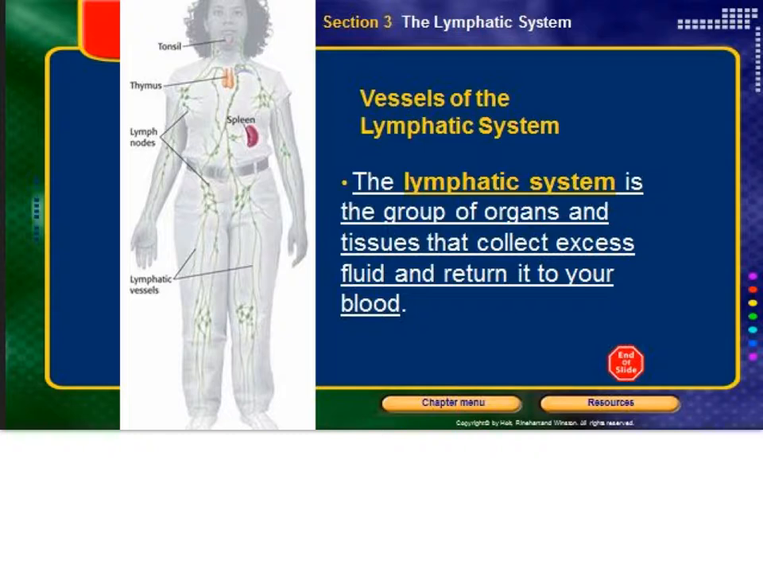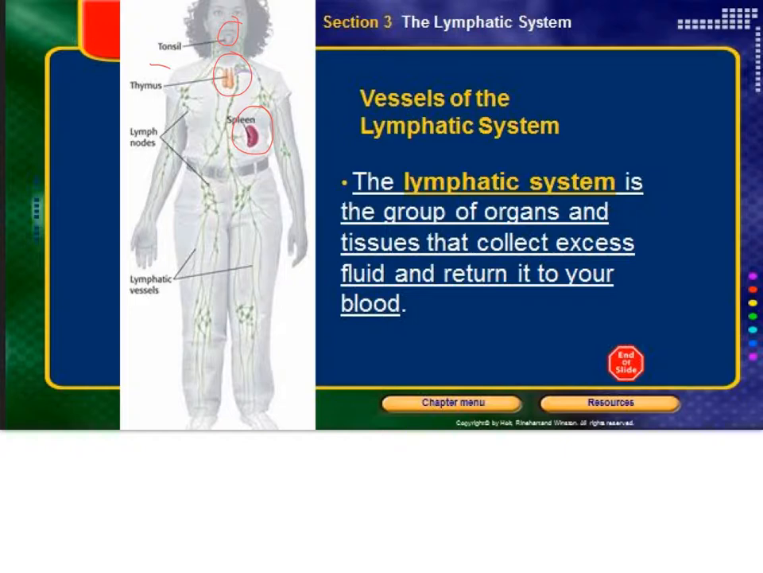Okay, so we start our journey at the top with the tonsils. The tonsils are in the back of your throat, behind your back teeth. And then you have the thymus. The thymus is in your chest. Your thymus actually, as you grow older, starts to shrink and go away, but it produces special white blood cells. The spleen is on your left side underneath your stomach.